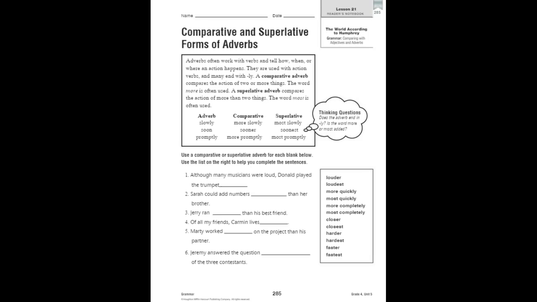For more practice with these adverbs, go to your reader's notebook, page 285. You can read through the top box and the thinking question on your own. You are going to use a comparative or superlative adverb for each blank below. You can use the list in the box here on the right to help you complete the sentences. All right, so although many musicians were loud, Donald played the trumpet. What would it be? Louder or loudest? It says there's many musicians, so we're comparing more than two. So we would have to go loudest. So you would write loudest on the line.